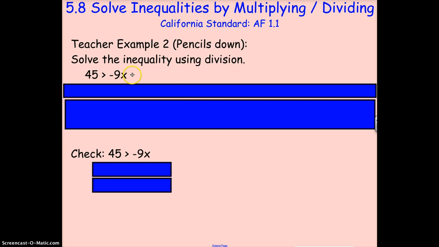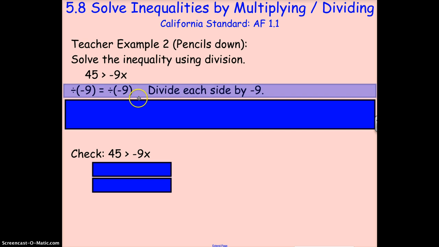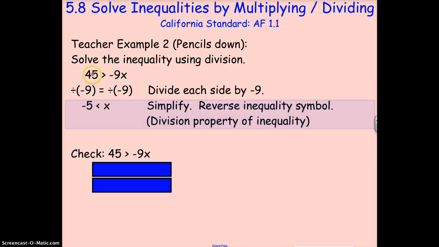Okay, our last teacher example, solve the inequality using division. Notice I have negative 9 right next to the x. When they're right next to each other, that tells me it's multiplication, so I can undo that multiplication with division. Divide both sides by negative 9. Notice I'm dividing both sides by a negative, so my inequality sign does need to change. And then 45 divided by negative 9 is negative 5.